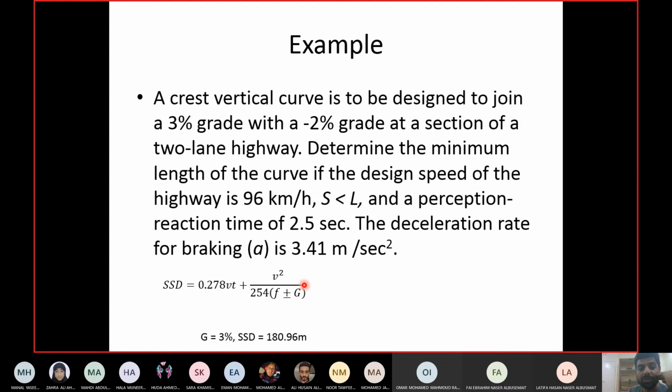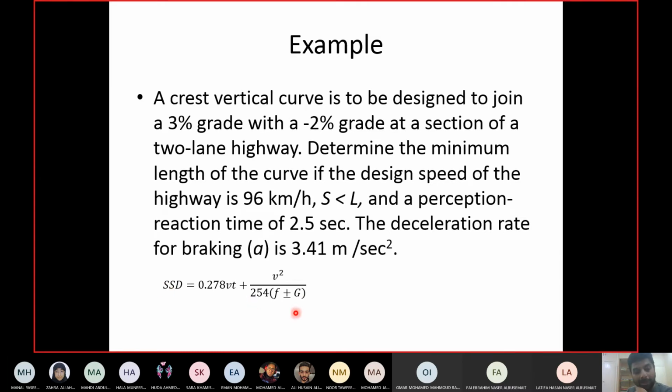Now the problem comes for G. What will be the gradient? You will put that value of G which gives you the maximum sight distance. You want to increase the sight distance for the driver. More sight distance means safer. So I have to put that value of G which gives me a higher value of SSD. I have 3 and minus 2. Which value should I put here? The answer would be minus 2. If you put a negative value in the denominator, the answer will be higher. If you decrease the denominator, you get a higher value. So you should put minus 2.